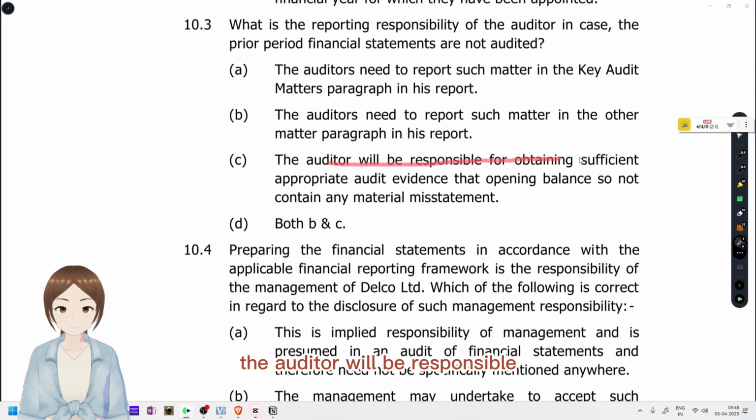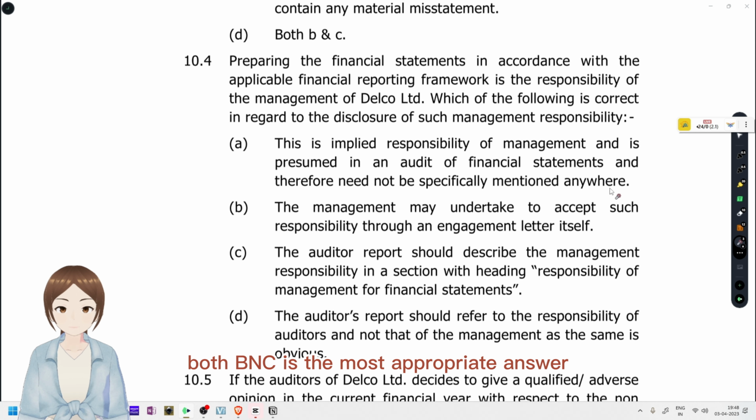The auditor will be responsible for obtaining sufficient and appropriate audit evidence with regards to opening balances. As per SA 510, he has to obtain audit evidence with regards to opening balances also, as he has to conduct the audit as per the standards on auditing. So option D, both B and C, is the most appropriate answer.